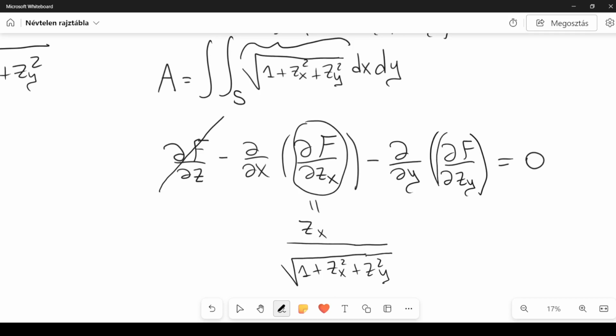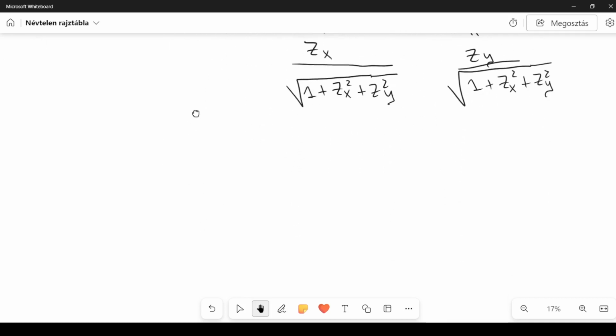And similarly, here, this derivative would be z sub y divided by the square root of 1 plus z sub x squared plus z sub y squared, like this.